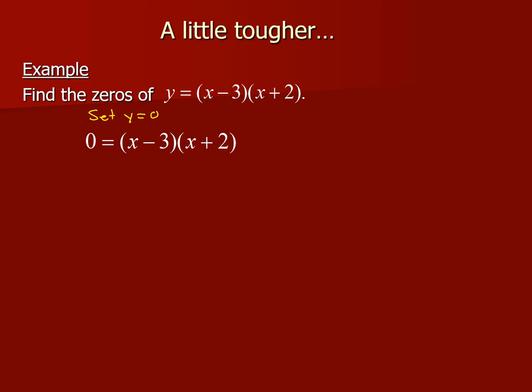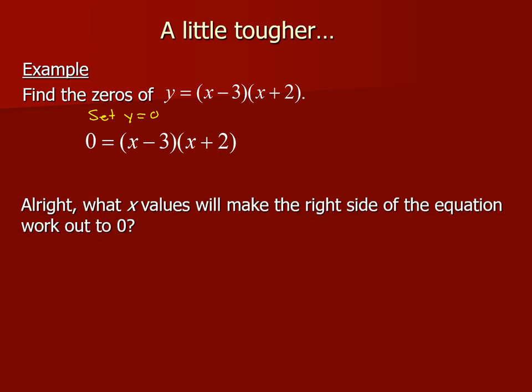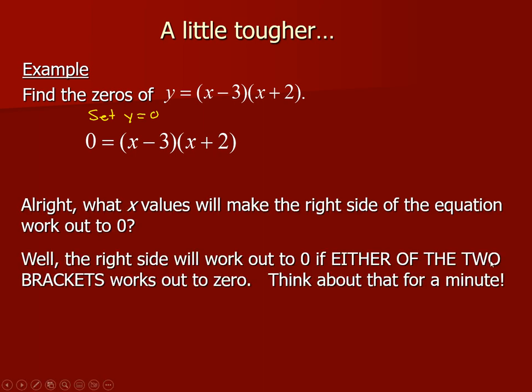Now, it turns out there's 2 different numbers this time that could make this equation come out to 0. What number will make the first bracket equal to 0? What number do I subtract 3 and get 0? Positive 3. That's what makes the first bracket 0. But there's another bracket. What number will make this negative 2? You're like, I just do the opposites? Yes. It's that simple. It's not easy. We came a long way to get here, but it's actually pretty simple. What values will make the right side of the equation work out to 0? Either of the two brackets can work out to 0. And so x equals 3 in the first bracket, x equals negative 2 in the second bracket.